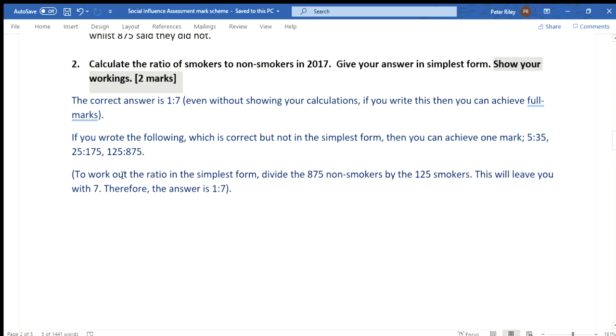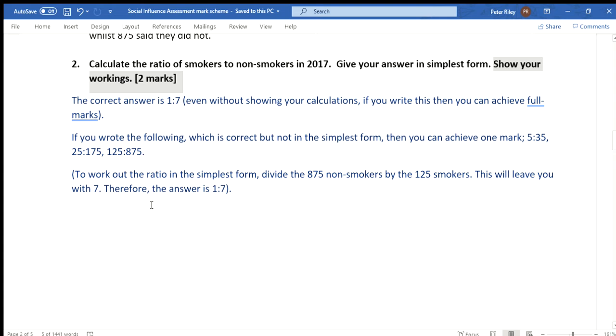Now, if you're struggling with this question and you're unsure about how to work it out in the simplest form, well, because we're trying to work out the ratio of 125 to 875, just simply divide 875 by 125. So divide the largest number by the smallest number. That will leave us with the answer of 7. So therefore, we know that the ratio is 1 to 7.